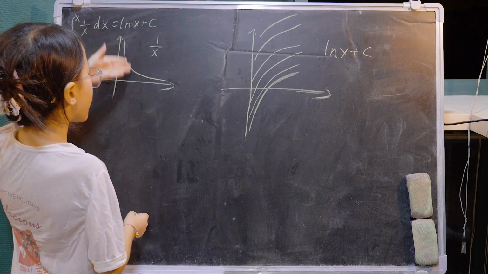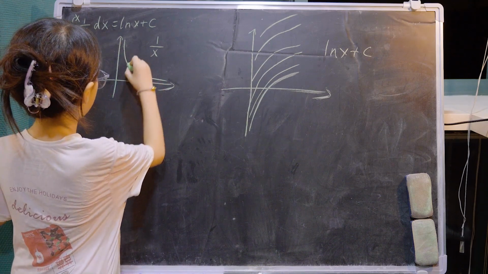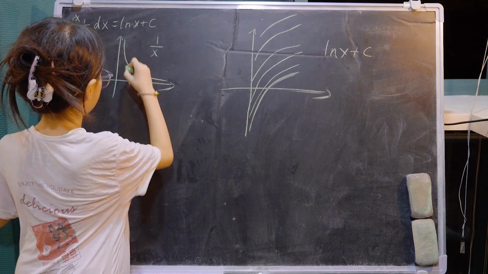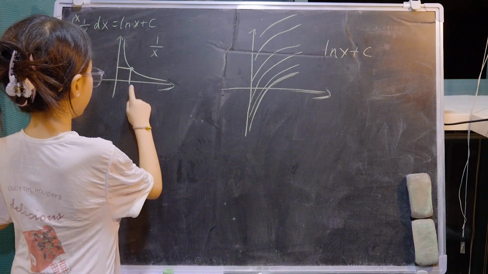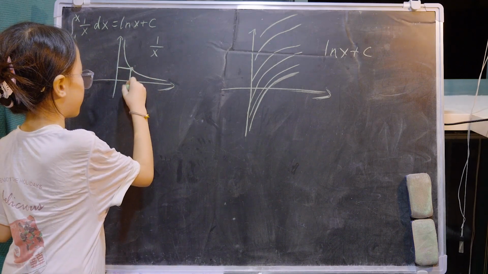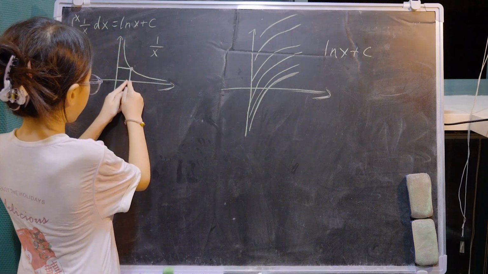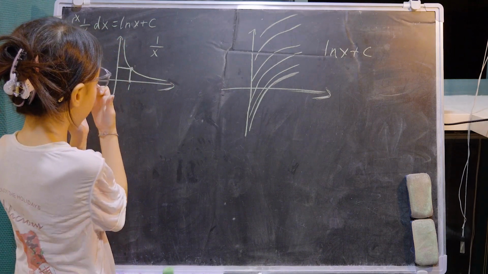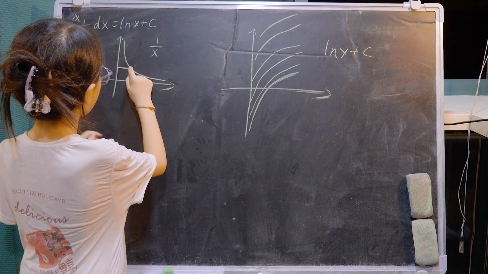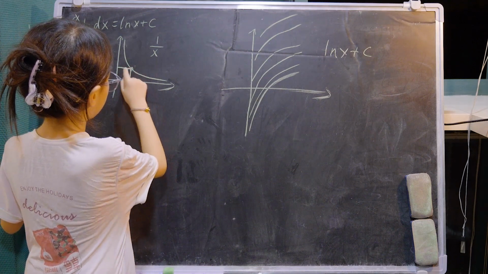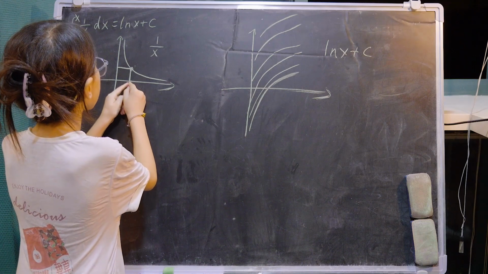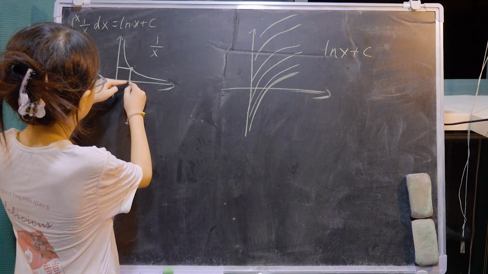Let's see how it changes. Here is the area. First this is 1, and x is chosen like this. When x moves to the right, the area changes like this. And if x moves left, the area changes like this.